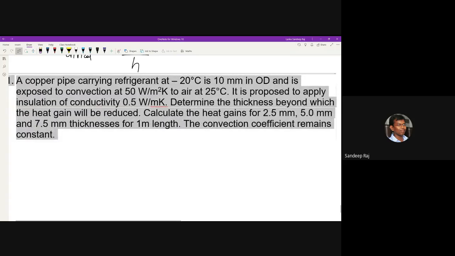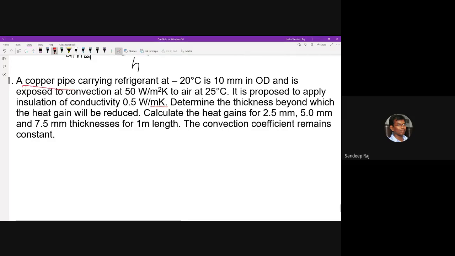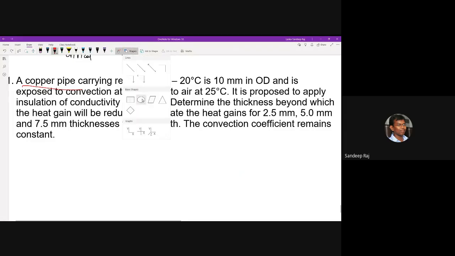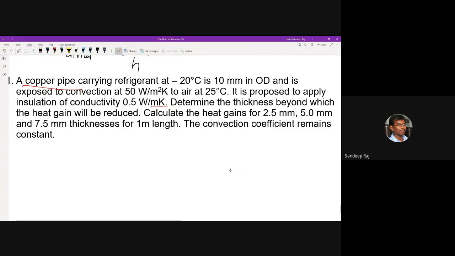This is how this question goes. Here you have a copper pipe. There is a copper pipe here. So it's circular, it's got to be circular for you. So if I have to draw it, it's like this. And then a refrigerant is flowing inside it, and the value of it is minus 20 degrees centigrade.